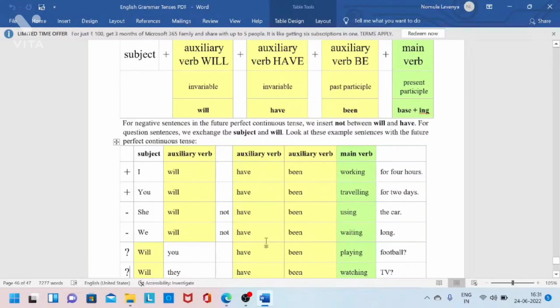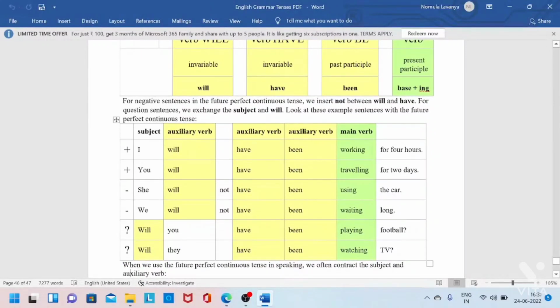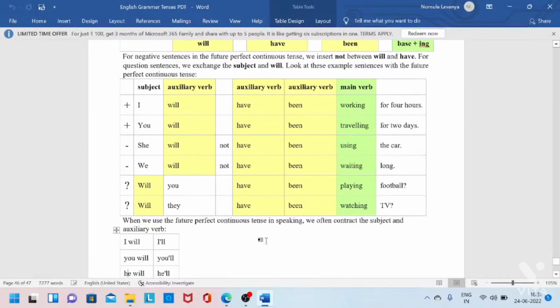Let us look at these examples. I will have been working for 4 hours. You will have been traveling for 2 days. I will have been working, this is compulsory: will have been, this is future perfect continuous tense. She will not have been using the car. We will not have been waiting long. So these are the negative sentences. And the questions: will you have been playing football? Will they have been watching TV? So this is the perfect continuous tense.